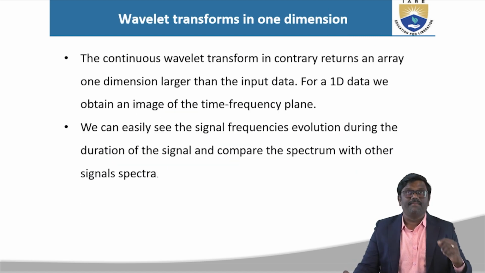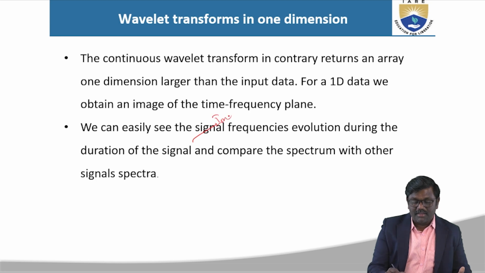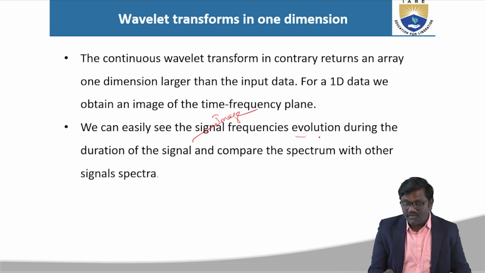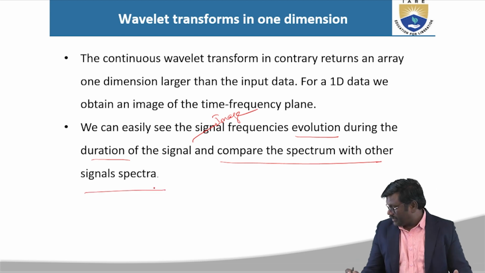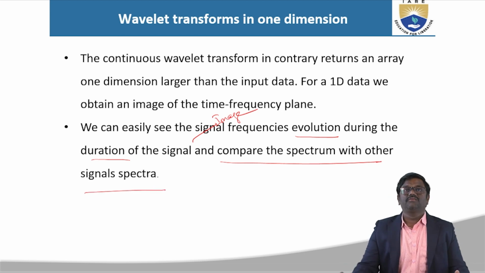Wavelet transform in one dimension returns an array one dimension larger than the input data. For one-dimensional data, we obtain an image of the time-frequency plane. So we can easily see the signal's frequency evolution during the duration of the signal and compare the spectrum with other signal spectra. That is also very important here.